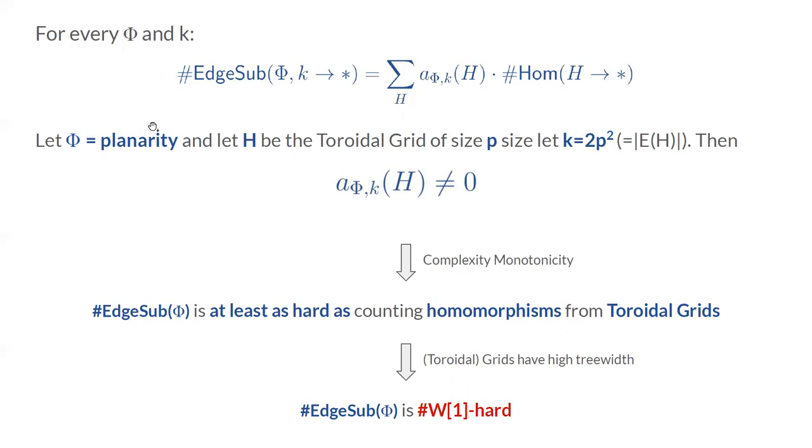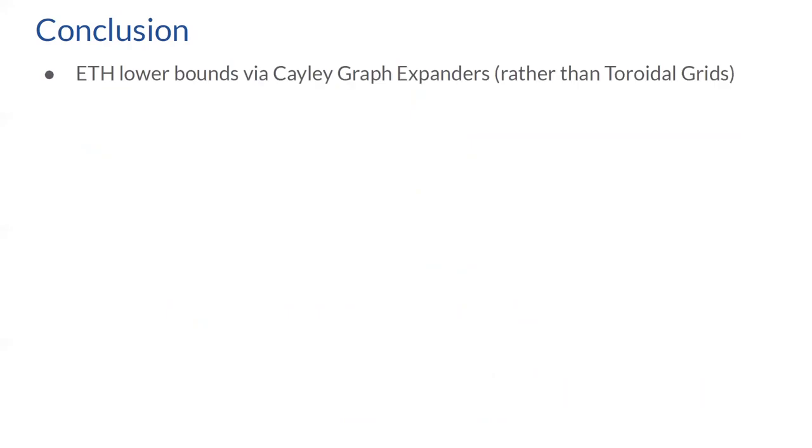Okay, and this is how you do it for planarity, but actually for any minor-closed property, you can follow a similar approach. Sometimes you need other graphs, other Cayley graphs than toroidal grids, but essentially it's the same idea. The important thing is that the number of generators is small. Okay, so let me conclude with the last slide. First, I'd like to point out that the conditional lower bounds under ETH, we don't get them by toroidal grids. Also for planarity, toroidal grids don't suffice for the ETH lower bounds. Instead, we use Cayley graph expanders.